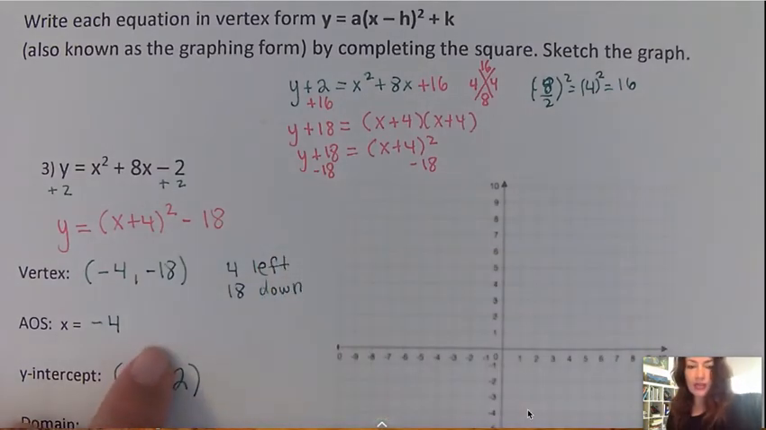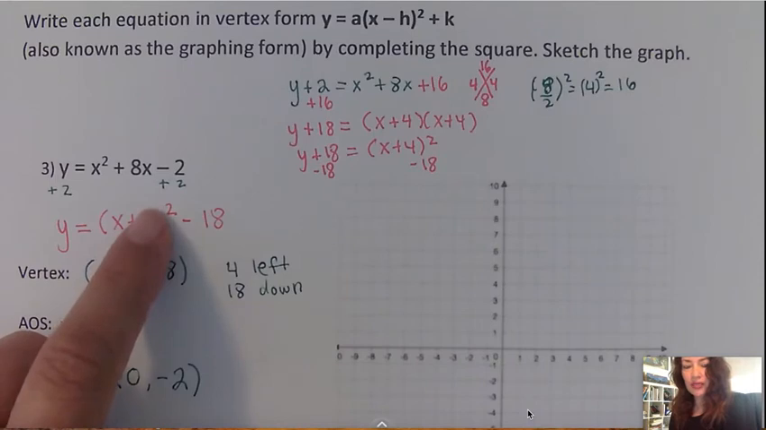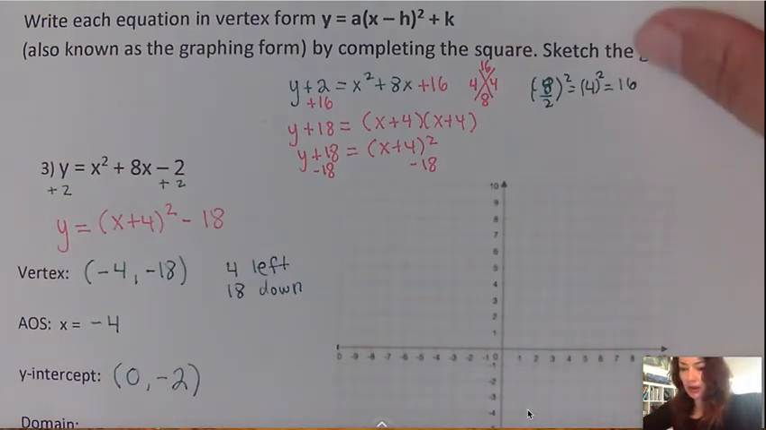Let's go ahead and check mentally if our y-intercept matches. If I put 0 in here, 0 plus 4 is 4, and 4 squared is 16, and 16 minus 18 is indeed -2. So it looks like we have matched that correctly.